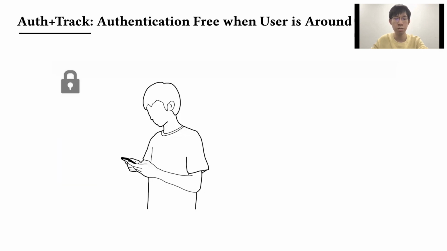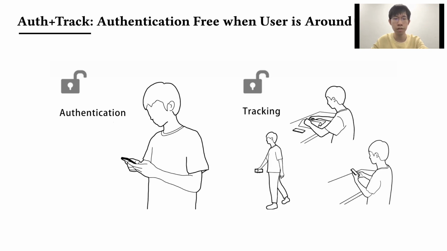In this work, we propose AuthTrack, a novel authentication model that goes beyond existing solutions. A user only needs to authenticate once when starting to use the smartphone. The smartphone remains unlocked when the authenticated user is around the device and tracked by the AuthTrack system in various scenarios, including putting aside, gripping, and in use.